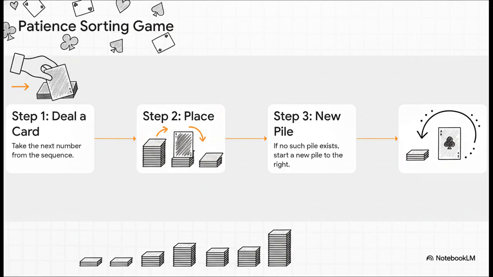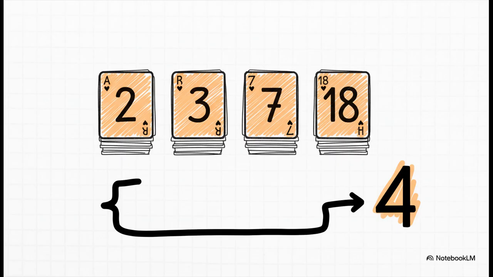For each number you deal, you try to place it on top of an existing pile. The one and only rule is that you have to place it on the leftmost pile where the top card is bigger than or equal to your card. If you look at all the piles and you can't find a spot for your card, no problem. You just start a brand new pile all the way on the right. That's the whole game. Okay, so after we run our example array through this little card game, this is what we're left with.